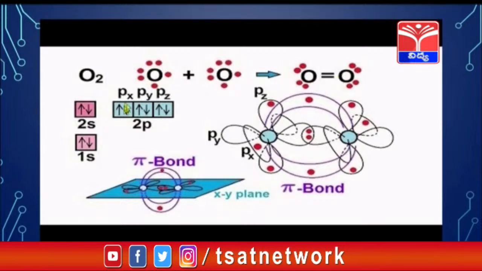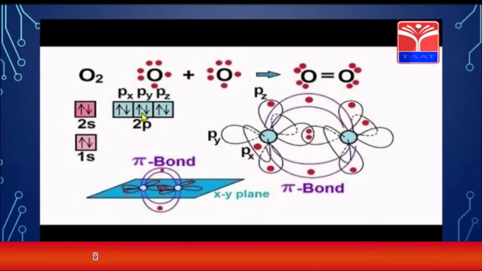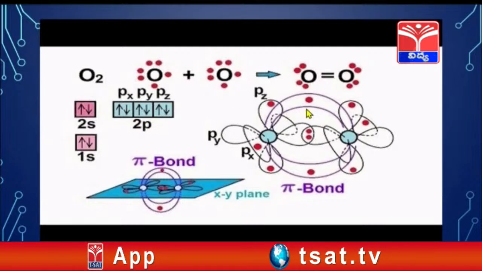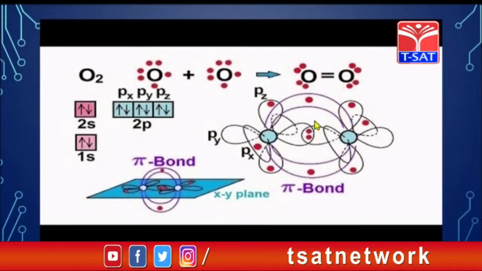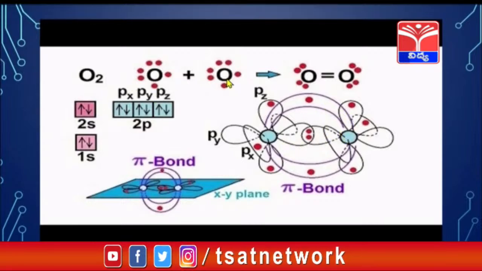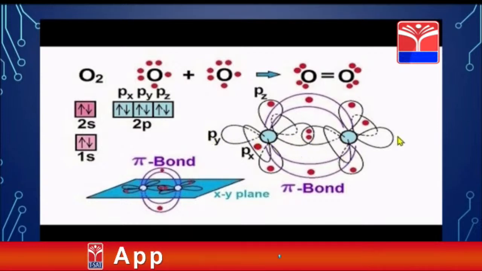Now, actually, where are these electrons present, children? Now, here the electrons are present in p orbitals. So, we have one unpaired electron in 2px and another electron in 2pz. Then, how are we going to see the bond formation? When two oxygen atoms approach each other, then along the internuclear axis, the 2pz orbitals overlap with each other, forming a sigma bond.